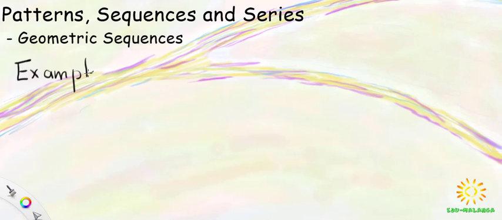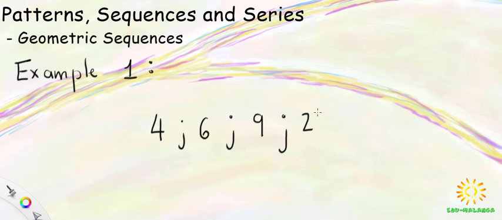Example 1 is a sequence that looks like this. 4, 6, 9, 27 over 2, and the last term we will write is 81 over 4. So this is a geometric sequence.